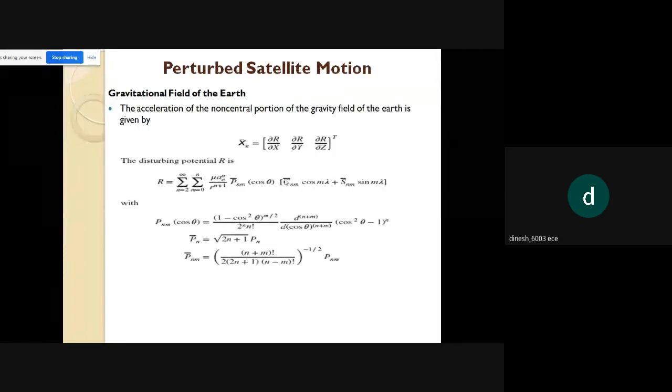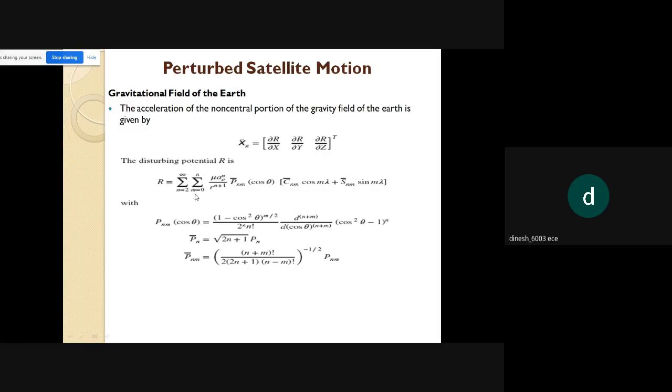So where the gravitational force field of the Earth can be determined by this x double dot g, which is ∂R/∂x, ∂R/∂y, ∂R/∂z. These x, y, z are the positioning and its transpose of that. So how do you calculate this R, which is your disturbing potential? R can be computed from this.